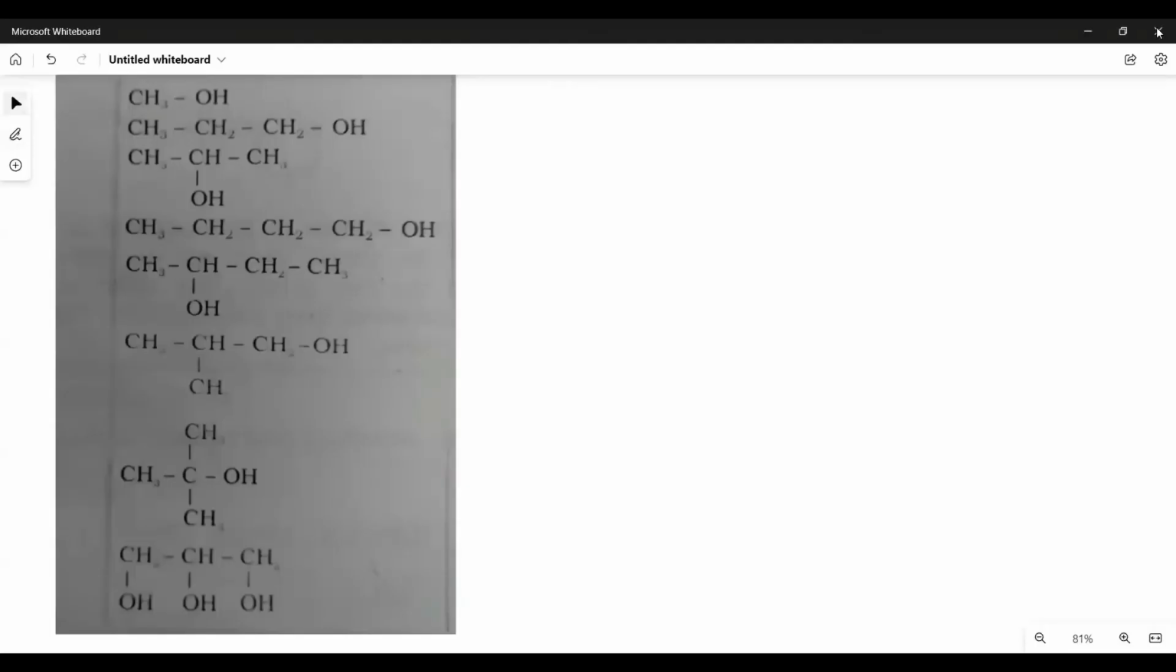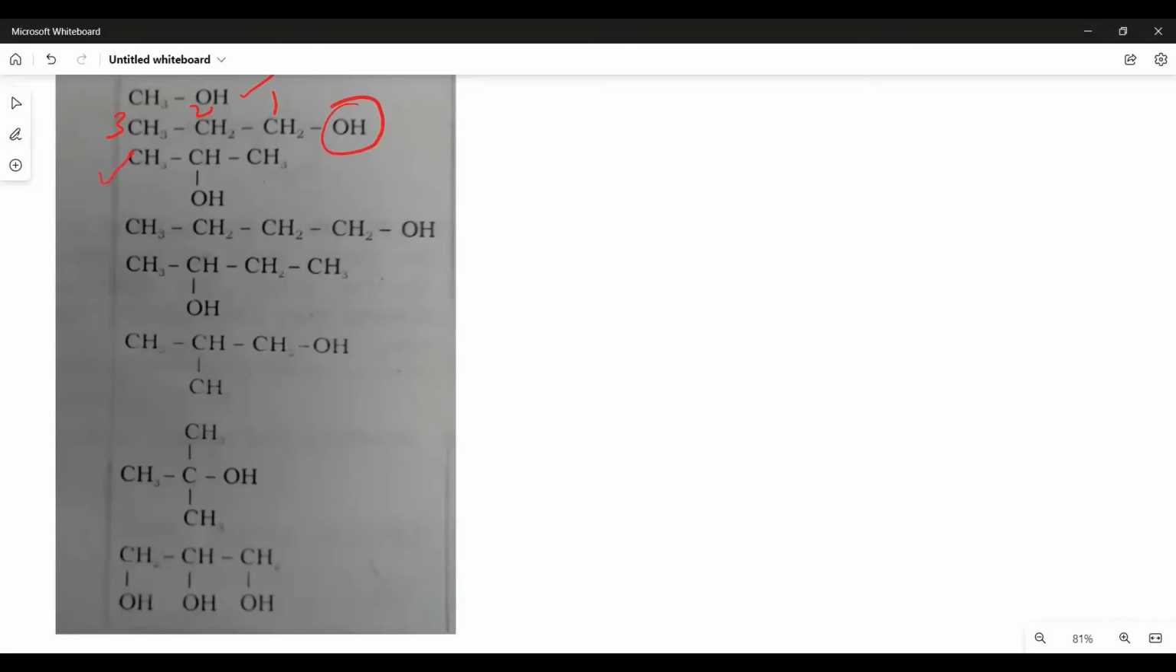Now you can do more examples regarding the alcohols. This is methanol. Here you can easily write down, it is 1, 2, 3. So it is propan-1-ol. That is, at the first position the OH group is present. Here you can easily write down what is that?